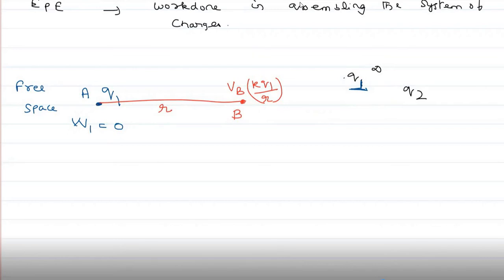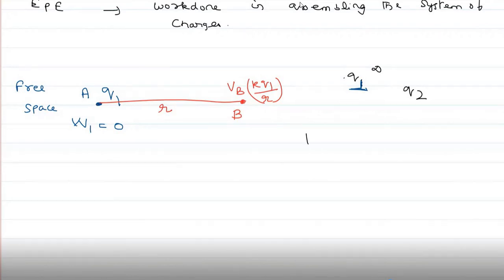Now will there be an electrostatic force of repulsion or electrostatic force of attraction? I don't know the nature of the charge Q2. So Q2 may get repelled or attracted towards Q1. But there will be an electrostatic force, right? Because Q1 is already there. So we have to do work against this electrostatic force.